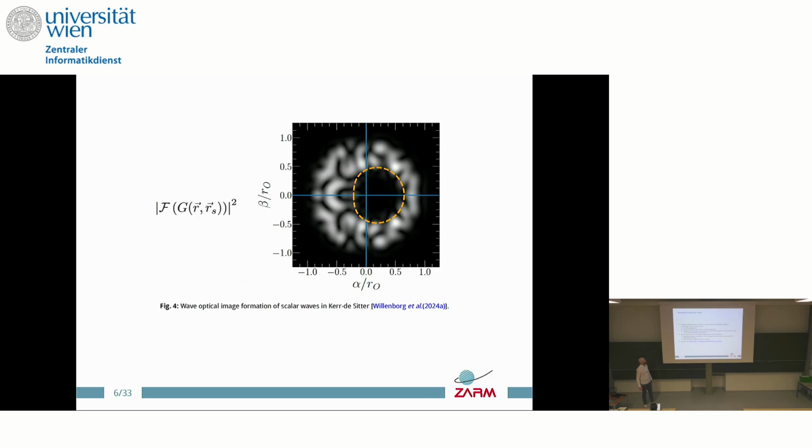And how a wave optical image, or a wave optical shadow of a black hole, can look, I want to spoil at the beginning. What you can see here, for example, is our point source being scattered in such a way that you can see a wave optical image formation at an observer. It is the absolute square of the Fourier transformation of the Green's function, the Green's function describing the scattering of the point source. But how to get to this result?